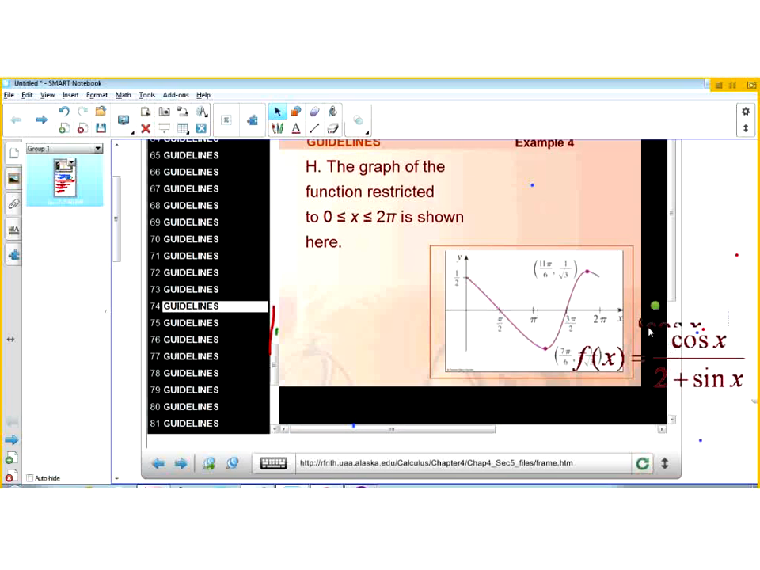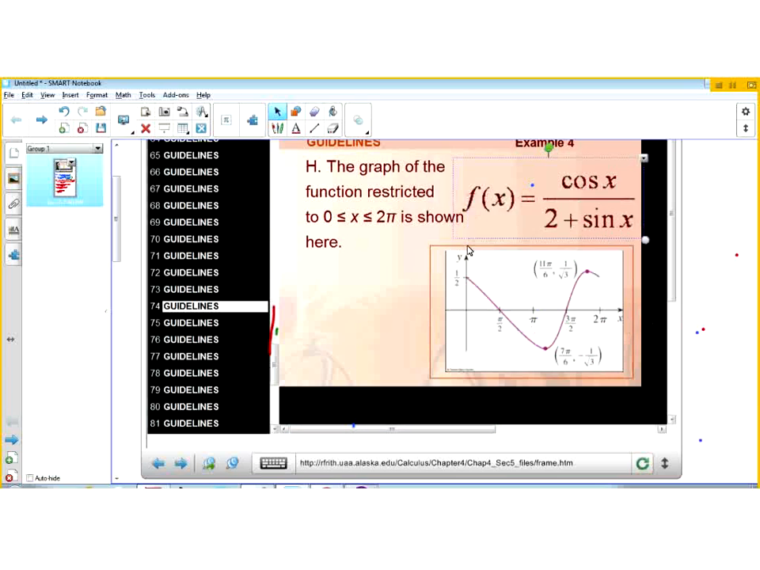Okay, there's your graph. And you can see that at x equals 0, output is a half. There's your y-intercept. Clearly the function output is 0 when cosine x is 0. So you have the two x-intercepts here. We calculated the local min, the local max.